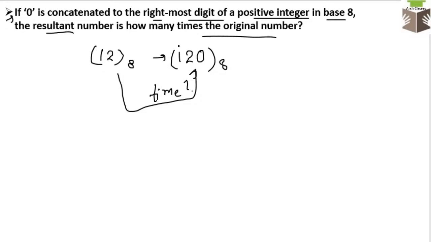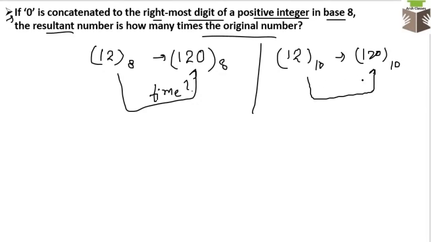This is the question. So as you can see, guys, suppose for an example, if I say this 12 is written in base 10 and the 120 is also written in base 10, definitely you will say, sir, this is 10 times, right? Why is this becoming 10 times? Because the base is 10, guys. So here if the base is 8, definitely it will become 8 times.